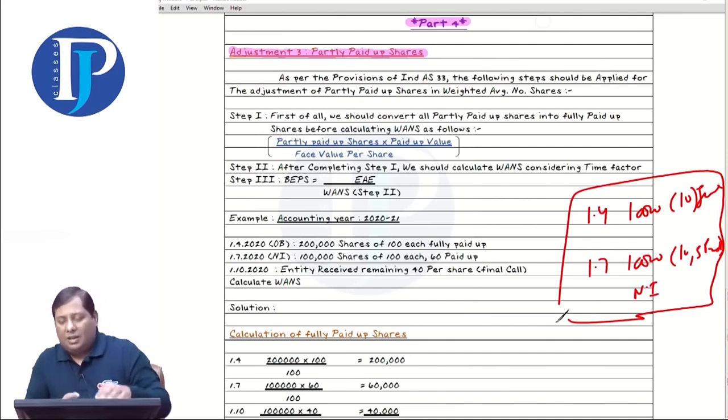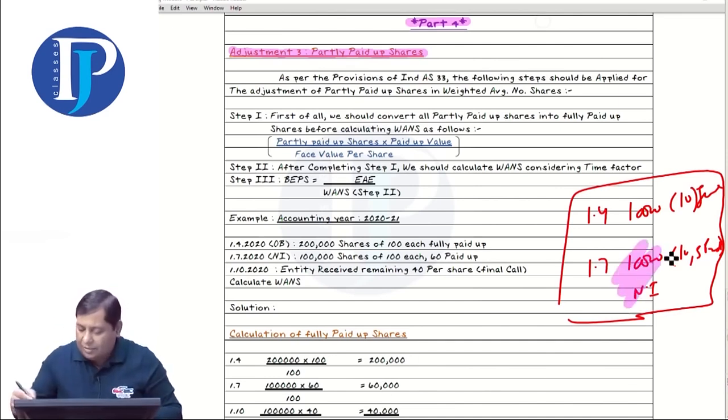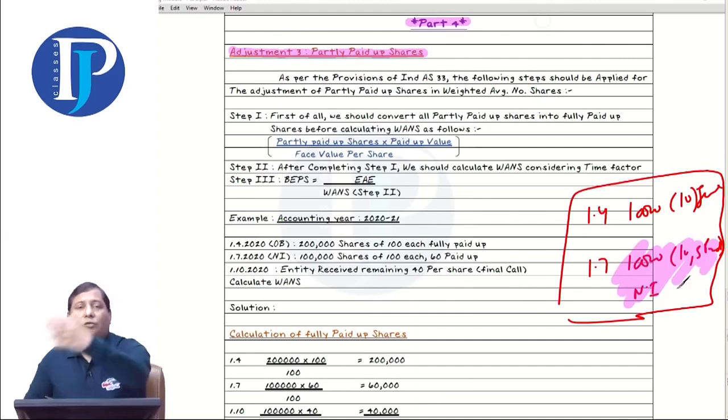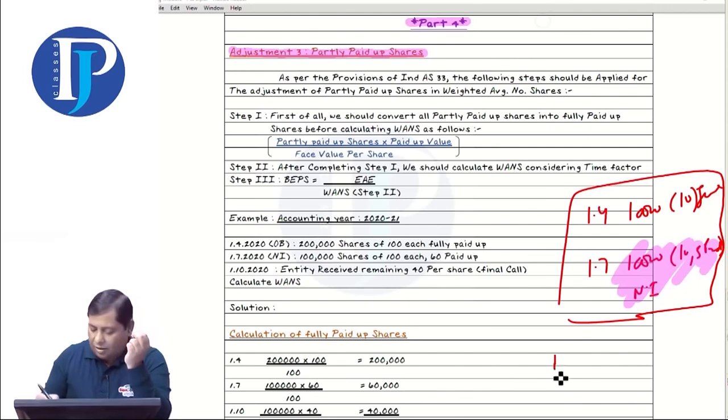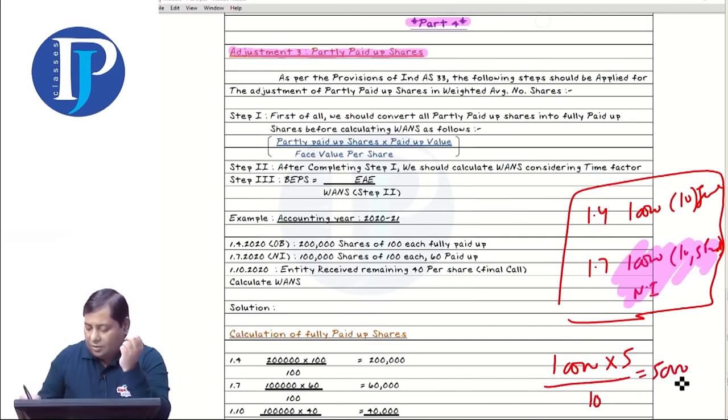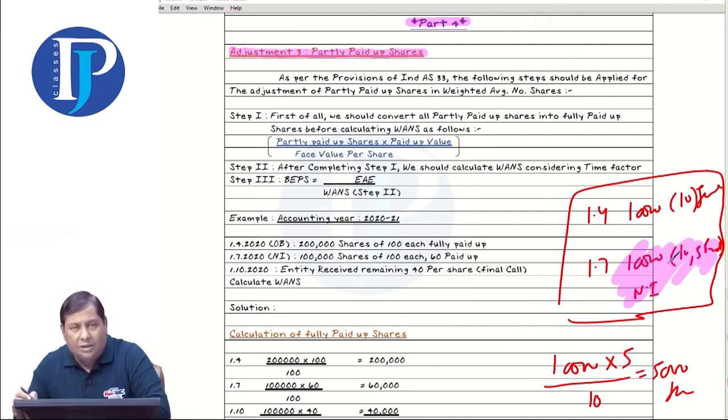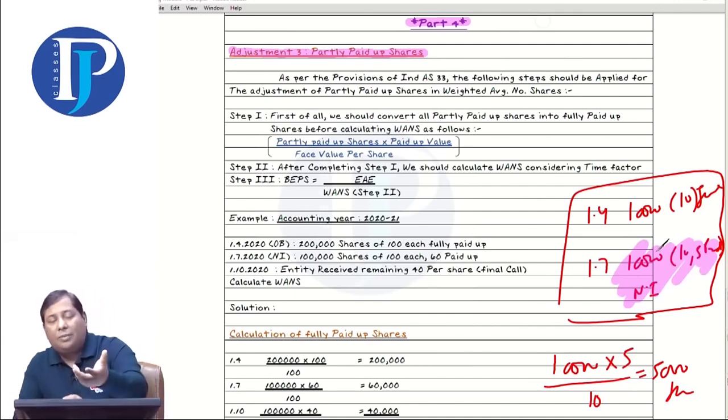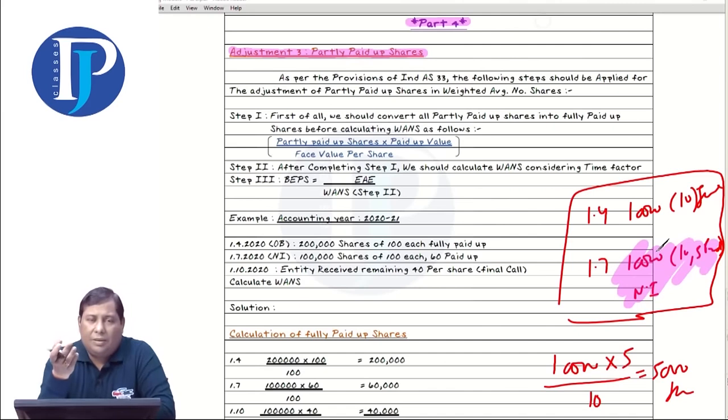So AS 33 says that for your partly paid up shares, first convert them into fully paid up. How much would these shares be if they were fully paid up? Don't calculate the weighted average yet. What does this mean? There are 10,000 shares. Paid up is 5 rupees. If these were of 10 rupees, then there would have been 5,000 shares only. So the partly paid up shares are 10,000, but equivalent to fully paid up shares are 5,000. So this is the first step. Convert the partly paid up shares into fully paid up shares.